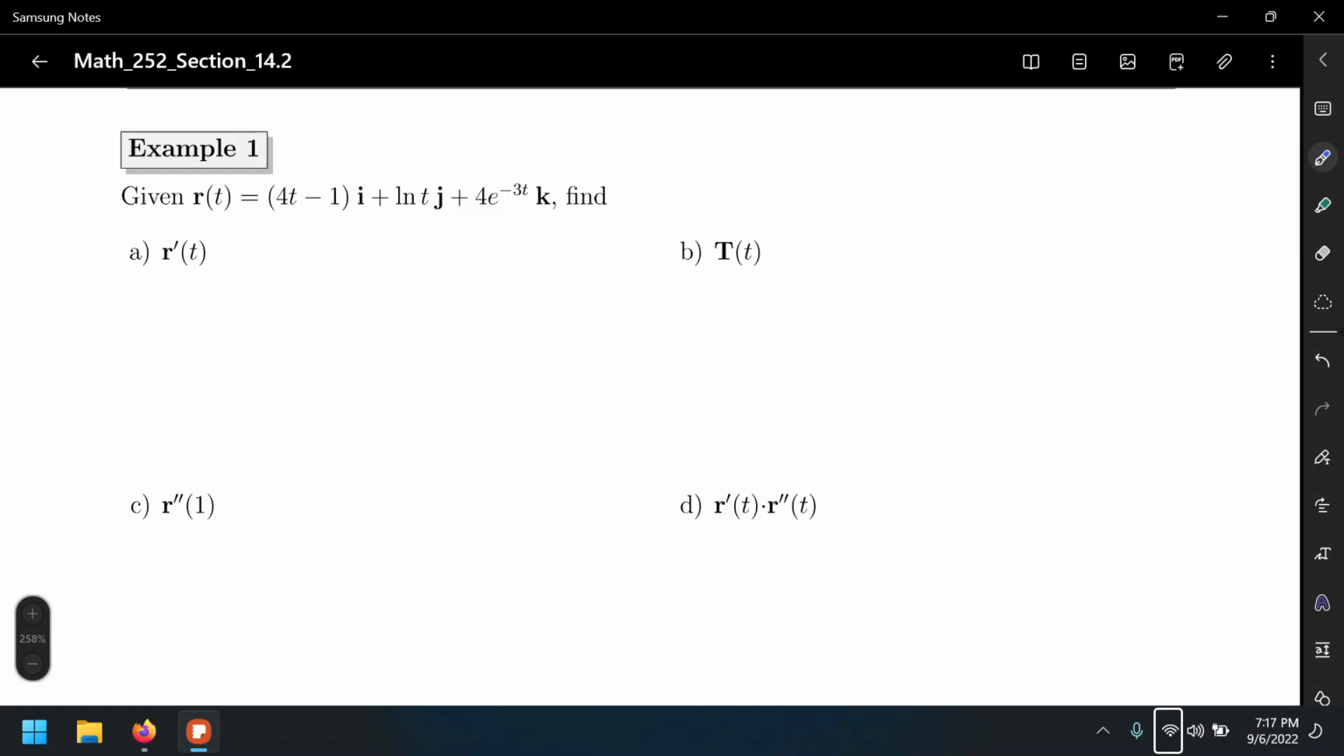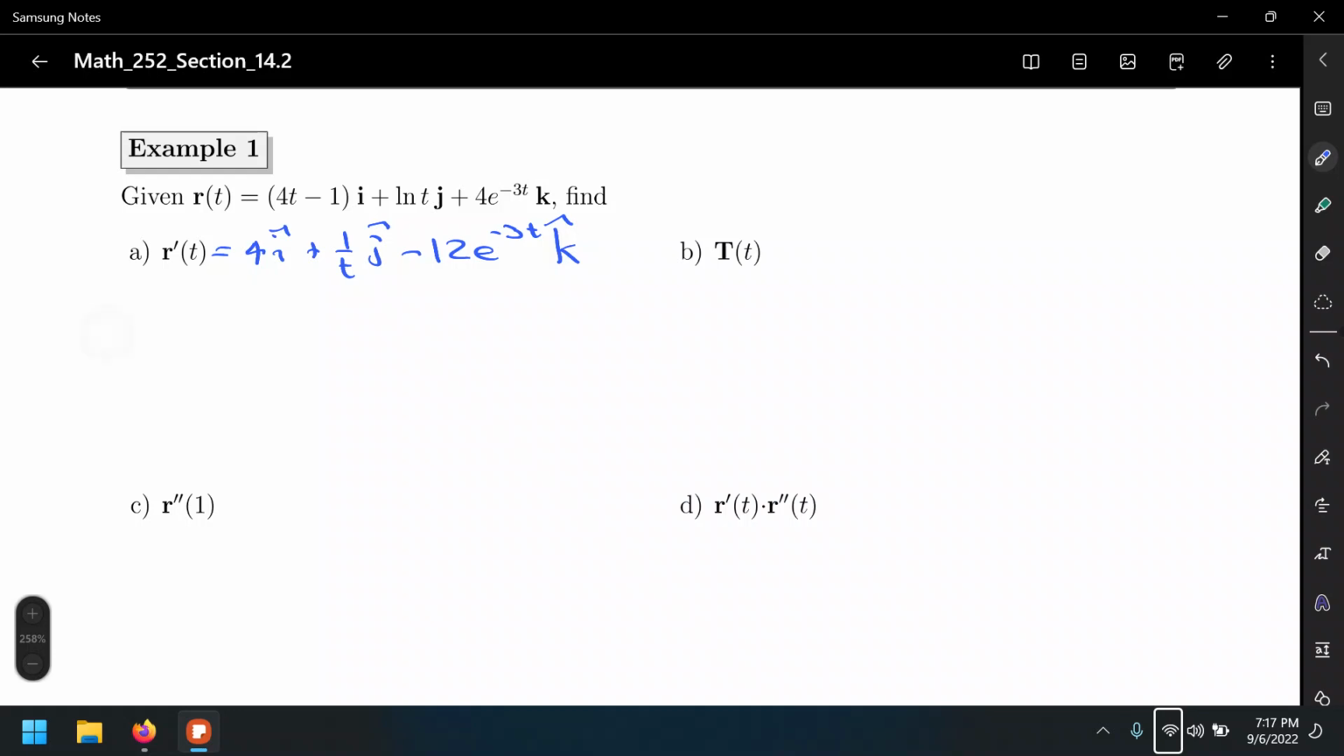These are very straightforward differentiation problems. The derivative of 4t minus 1 is just 4i. What's the derivative of ln of t? 1 over t in the direction of j. And the derivative of the exponential, which is itself, e to the negative 3t times negative 3, we multiply with the 4. Is that a negative 12? And that's it.